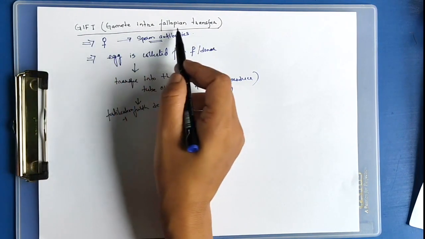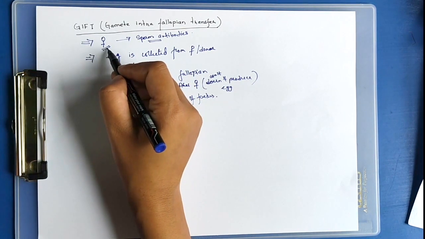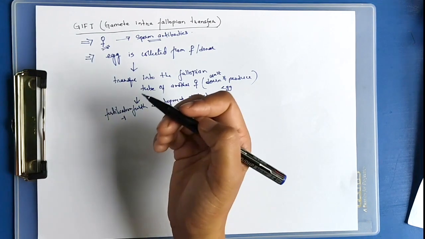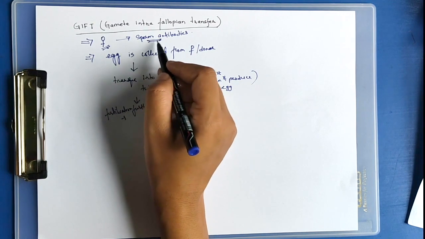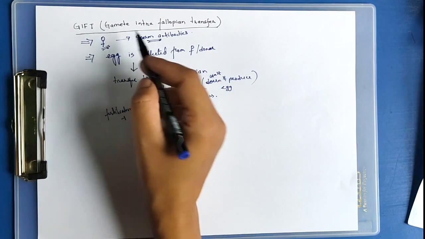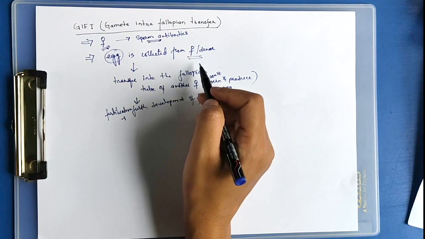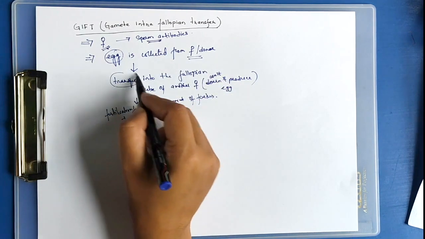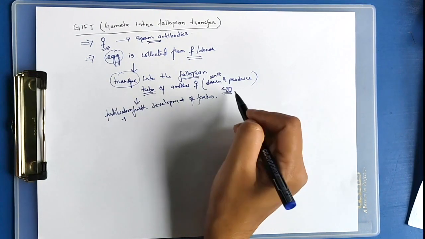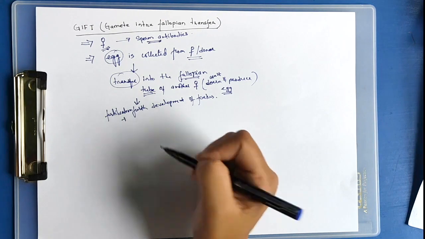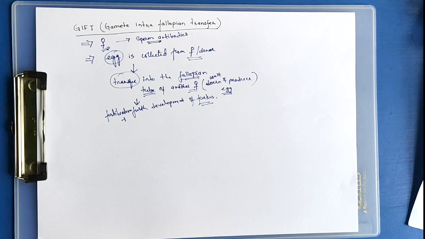GIFT, gamete intrafallopian transfer, is usually used for female individuals where the ovary is not functioning properly, so egg or ovum cannot be produced. Or if the female produces sperm antibodies, GIFT technique can also be used. In this technique, the egg is collected from the female donor and transferred into the fallopian tubes of another woman who is not able to produce the egg. So fertilization and further development of the fetus would take place in the female's body.